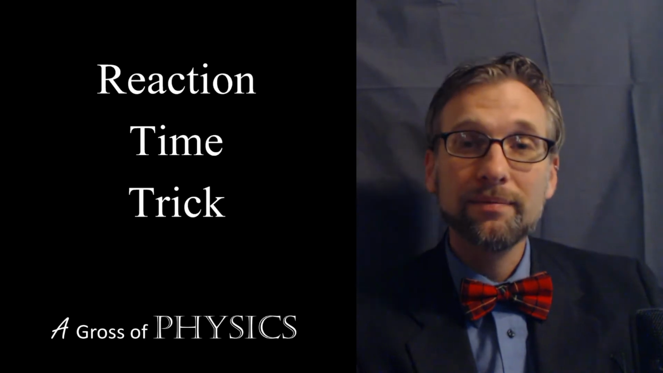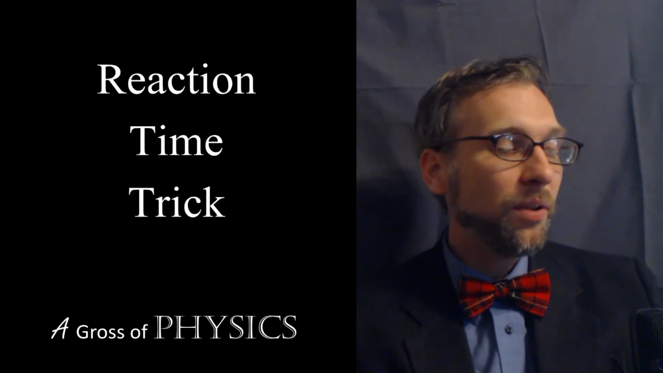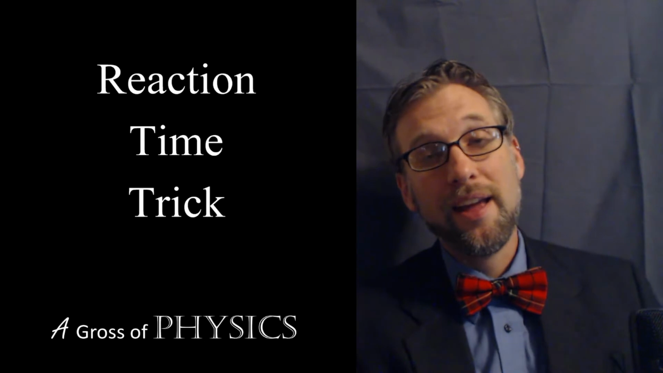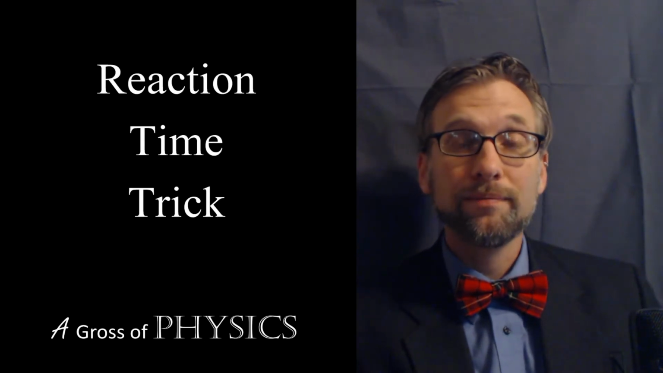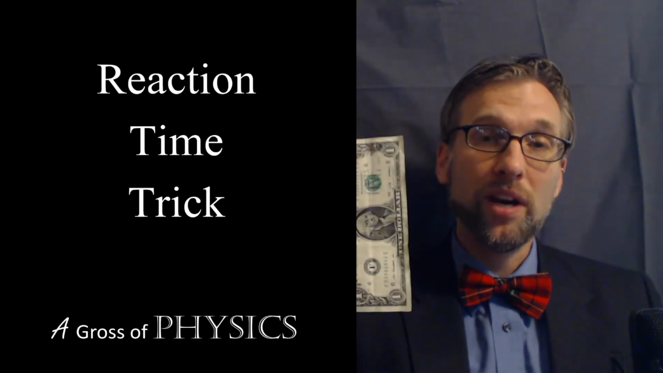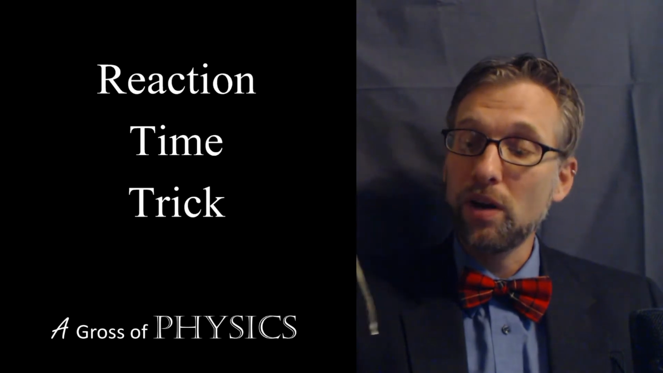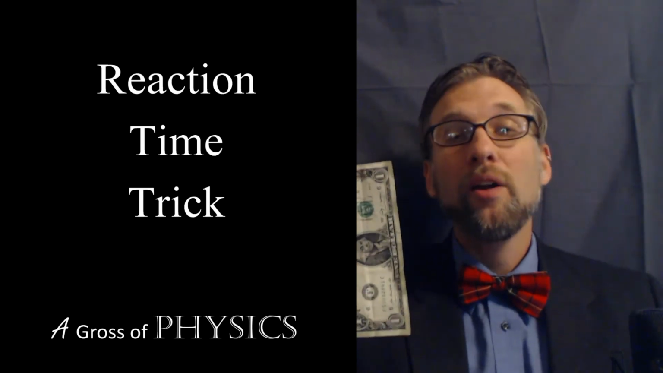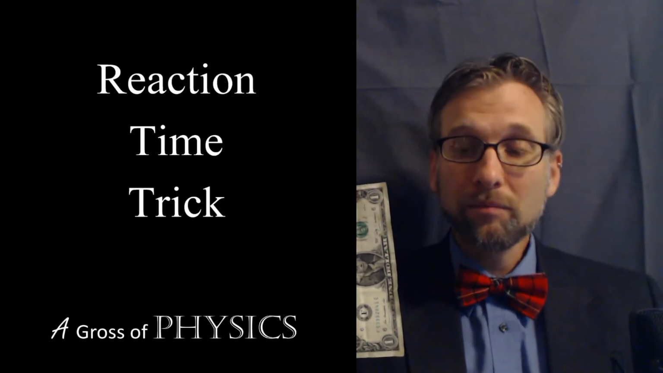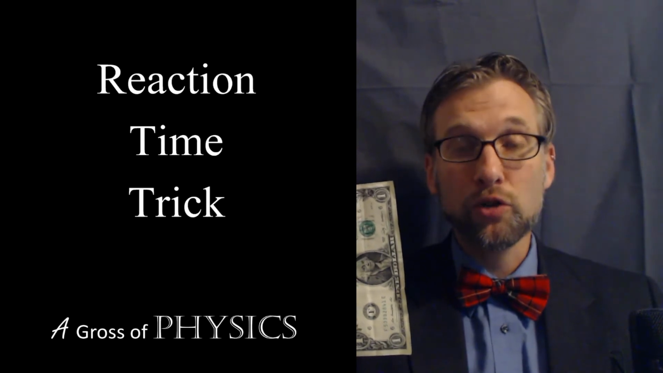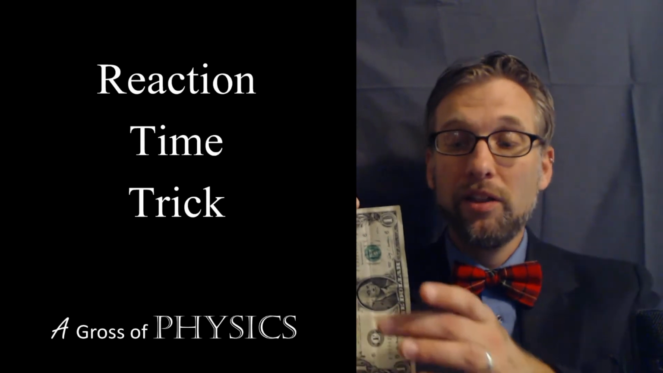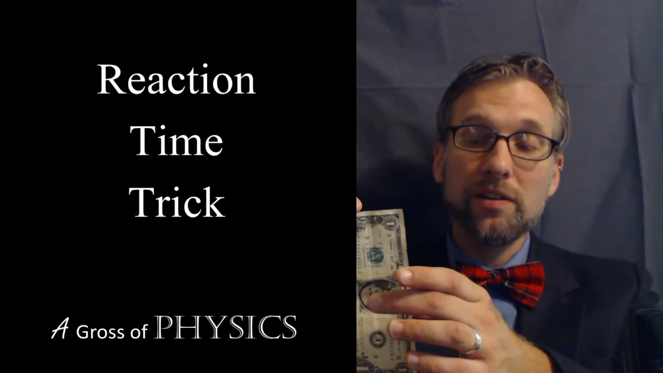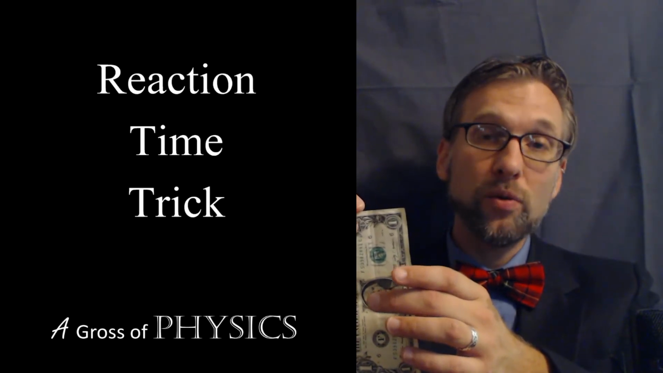But I digress. In this case, you can play a trick on your friends and ask them to try to catch a dollar bill. What I have here is a regular dollar bill. It's got George Washington right on the front. All you have to do is ask your friend to catch the bill. You're going to drop it, and they're going to catch it. The only caveat is they have to keep their fingers near the head of George.